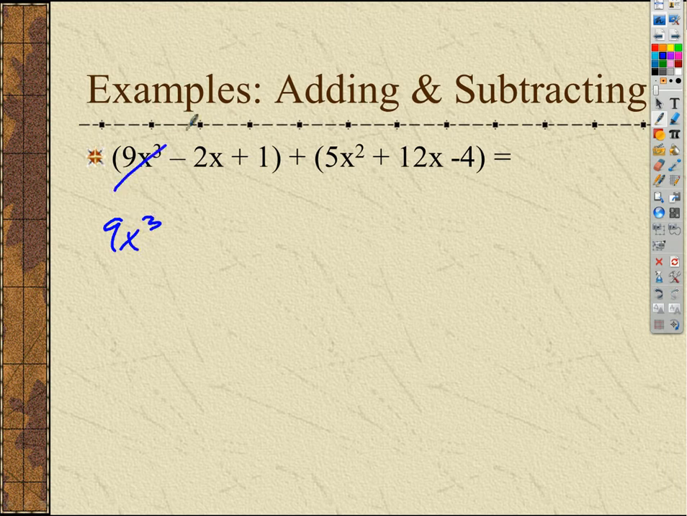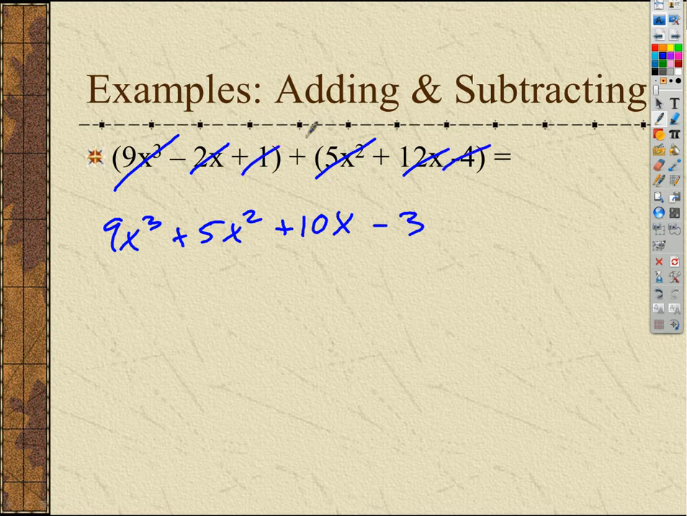There's no x squared term here, but there is one here. So it's plus 5x squared. Plus negative 10x. 2x plus 12x. Plus 10x. 1 plus negative 4. Minus 3. Negative 3. That's it. We got this.